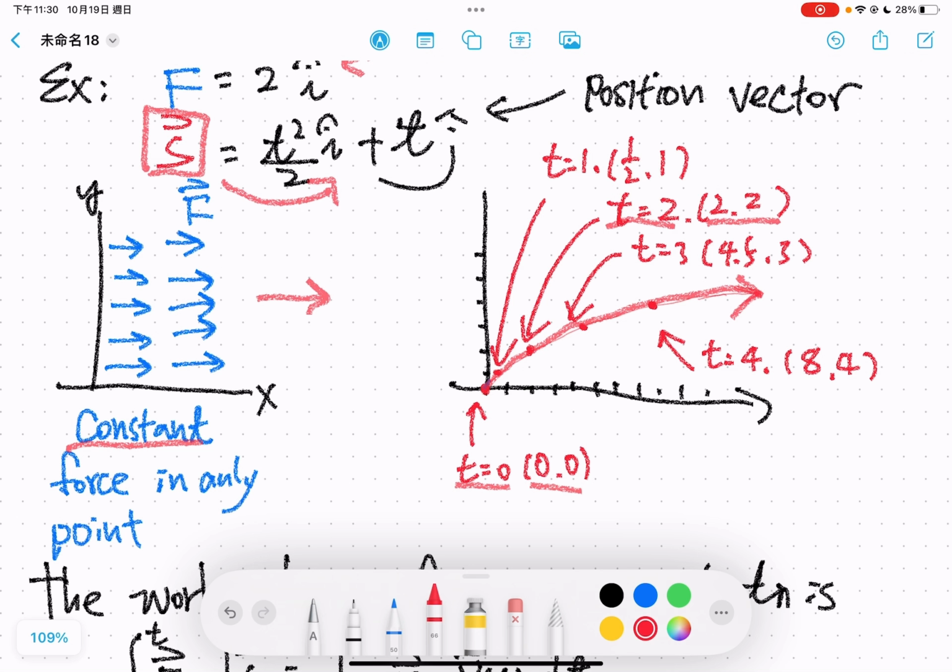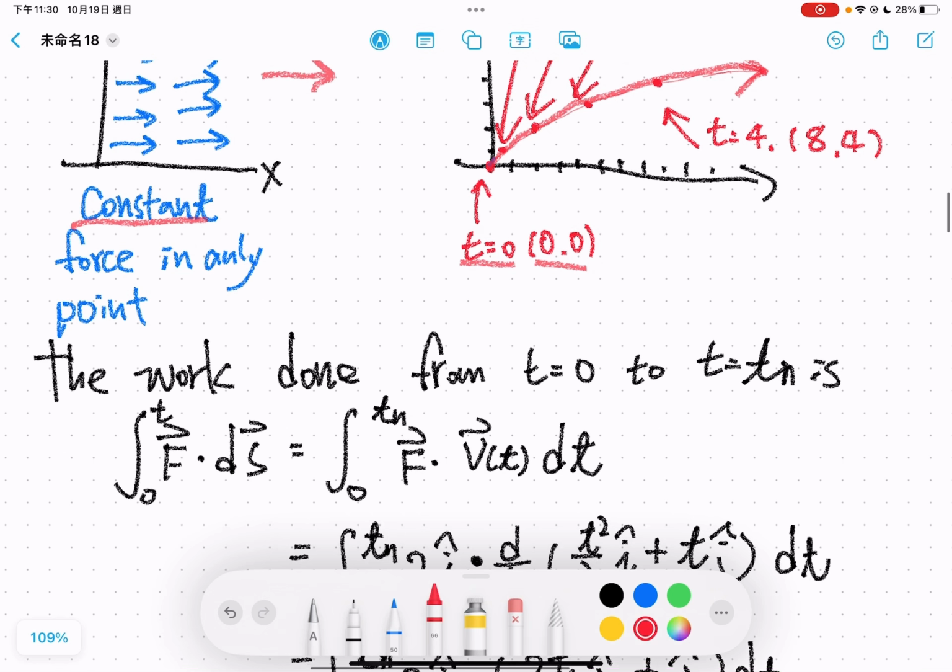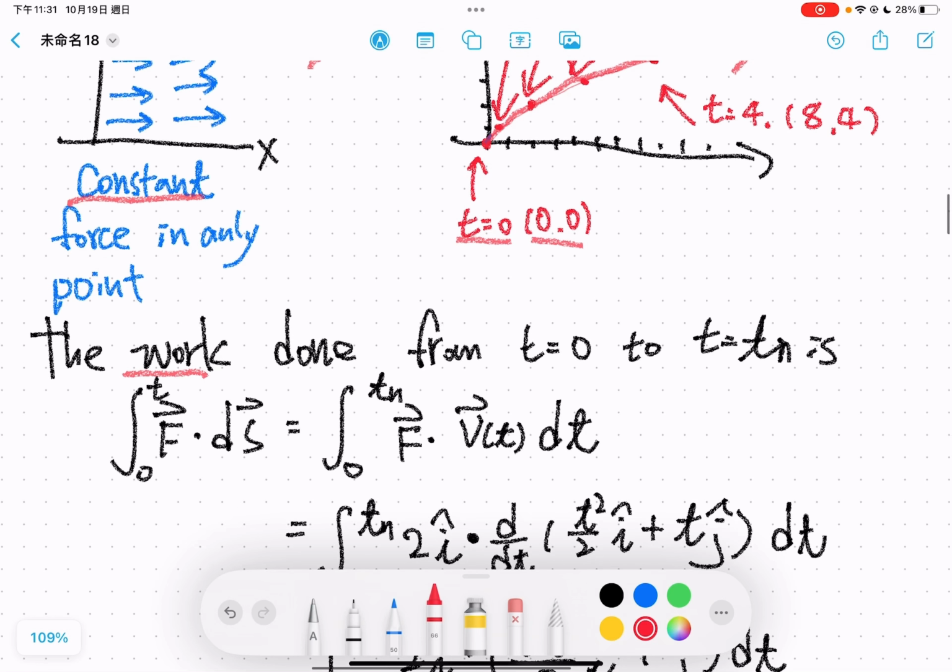So currently we have a continuous and constant force, and the path and position change, so we have the path. So the work, we can write it as the integration of the force inner product with displacement. And we can calculate the work done from t equals 0 to t equals tn. Maybe t final is also possible. So this is just the symbol.